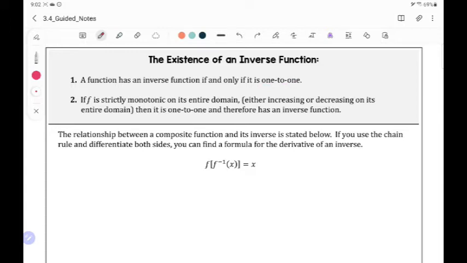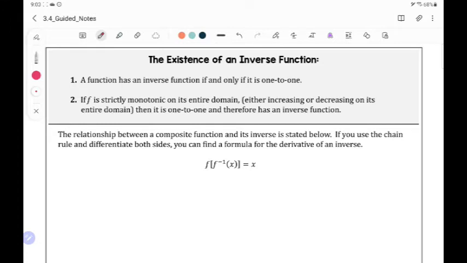If f is strictly monotonic on its entire domain, okay, monotonic is defined right here, either increasing or decreasing on its entire domain. So it never has an inflection point or a maximum or a minimum where it switches from being increasing to decreasing. It's always increasing or always decreasing on the entire domain. So if f is strictly monotonic on its entire domain, then it is 1-to-1 and therefore has an inverse function. That's a good thing to keep in mind for those random times it becomes useful.